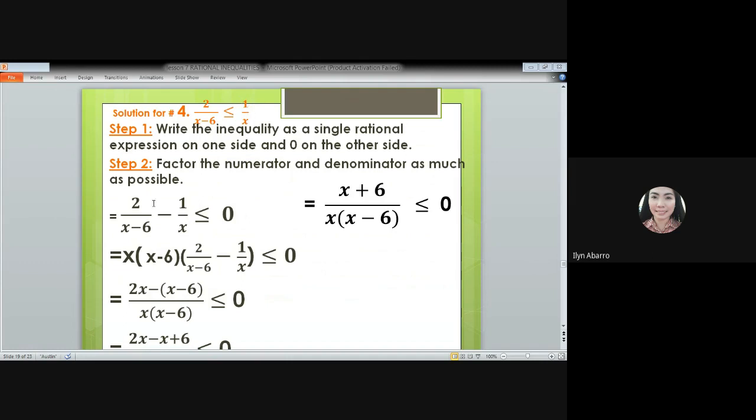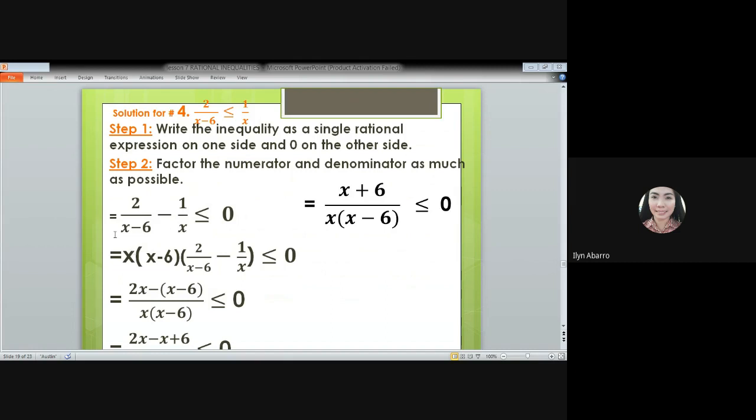And it will become 2 over x minus 6 minus 1 over x is less than or equal to 0. Okay, zero out na 'to. And then the second condition: these two must be a single rational expression. So we're going to subtract them, but first find their LCD. So our denominators here are x minus 6 and x.